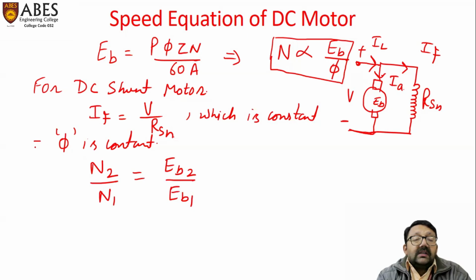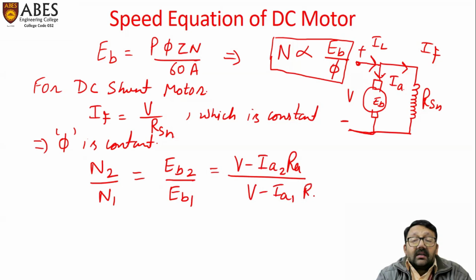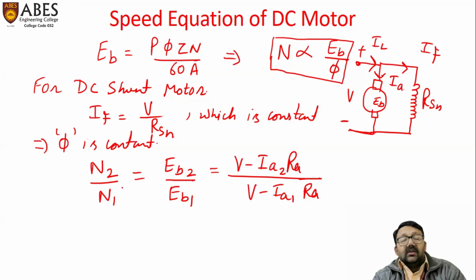As we are assuming this motor flux to be constant, or it can be written as, we all know the relation EB can be written as V minus Ia2 Ra divided by V minus Ia1 Ra. So at any variation in armature current, we can find out the corresponding new speed of a DC shunt motor using this relation.